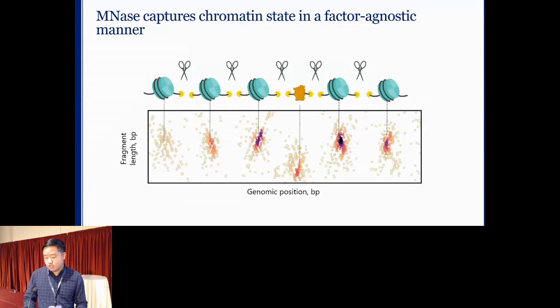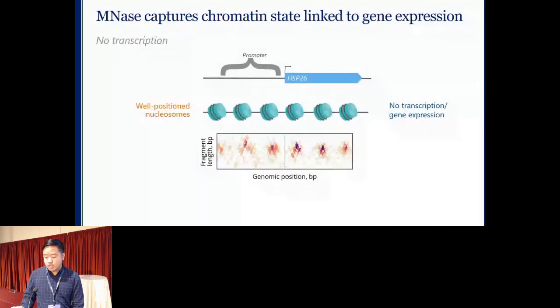What you get is a dot plot, which represents the fragment length and the genomic position of the bound factors. Here we see a transcription factor flanked by a series of nucleosomes. You can see that as clusters of larger fragments and a little cluster of a smaller fragment that represents the transcription factor.